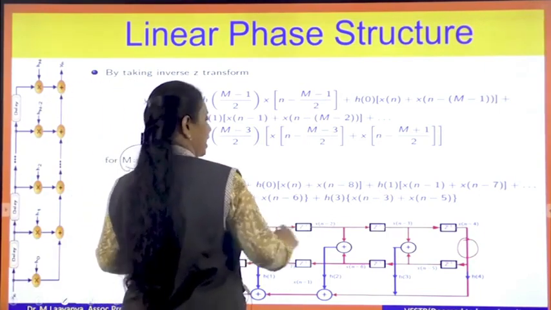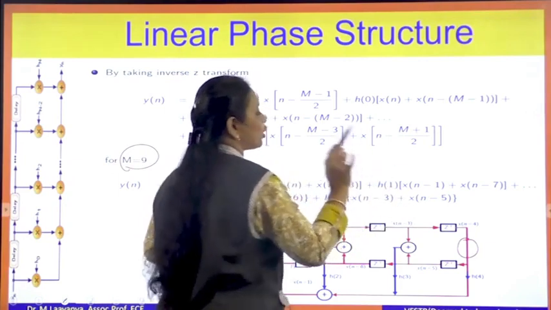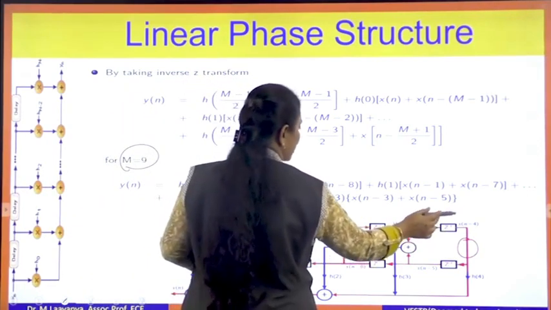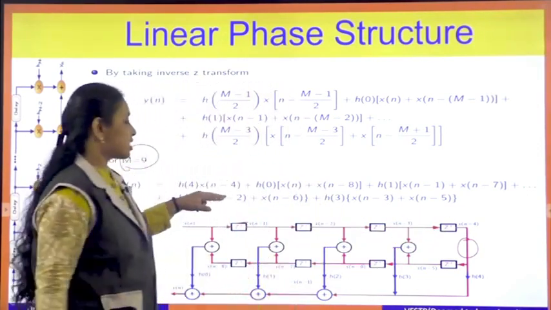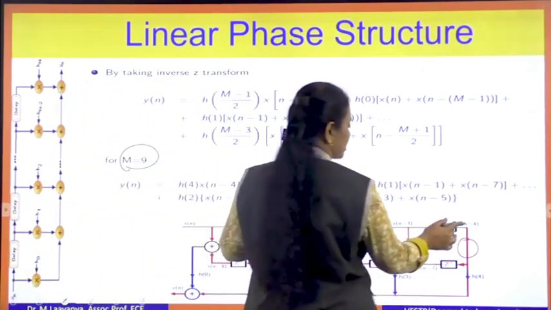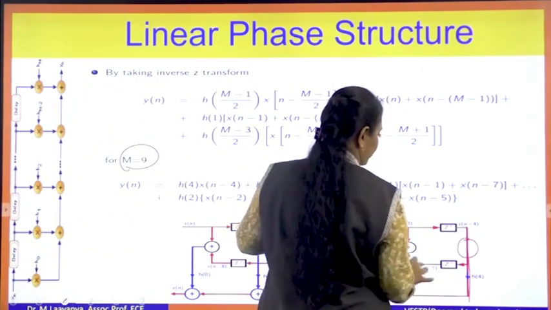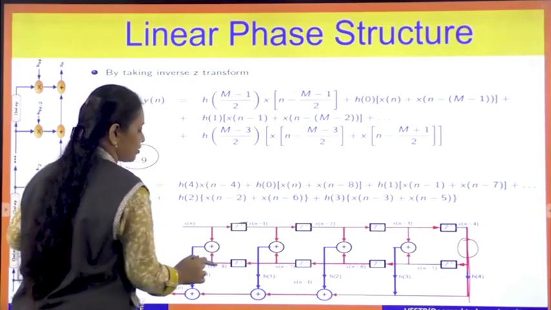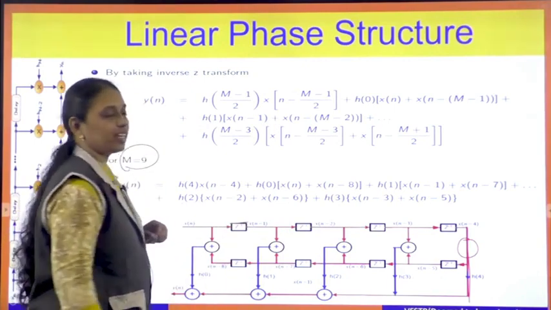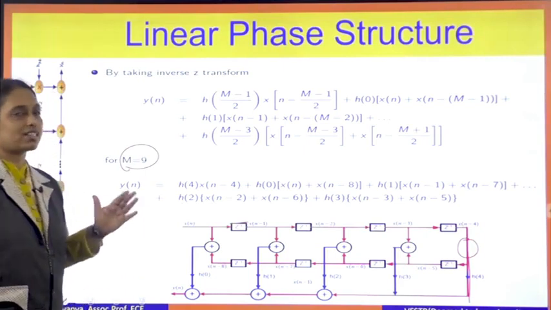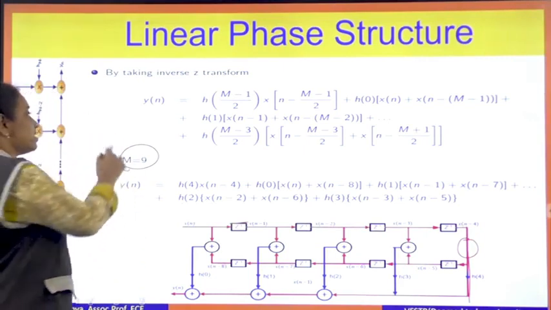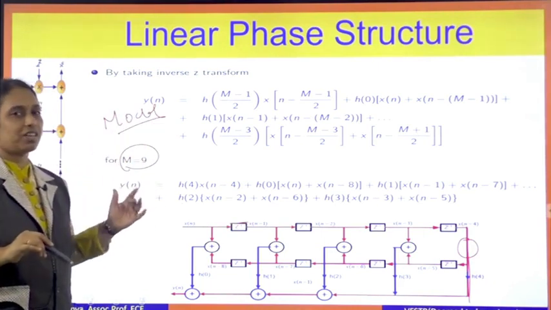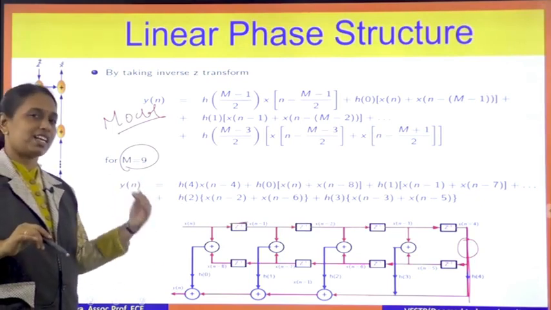In a similar manner, you delay up to the center of symmetry, x of n minus 4, you have to delay it. After delaying it, x of n minus 4 is coming alone, there is no extra x of n because it is the center of symmetry, so directly you can bring this down. After that, if you delay, 3 and 5 will be added, 2 and 6 will be added, and 1 and 7 will be added. Put the multipliers, add everything, you will get the structure of your linear phase FIR filter when m is odd. This is the way how we have arrived at the equation from the FIR filter transfer function.